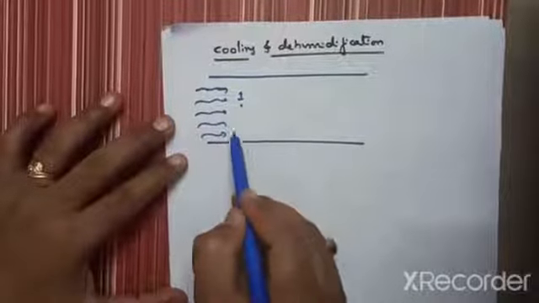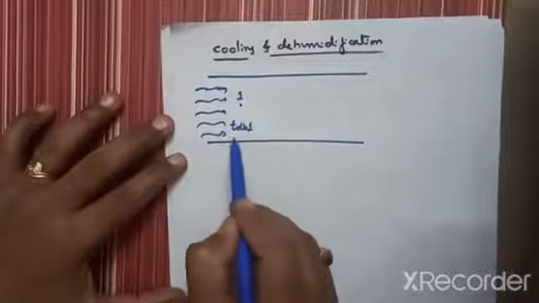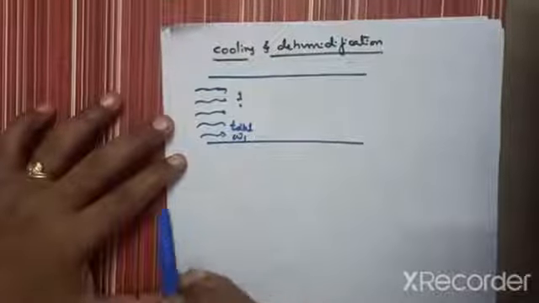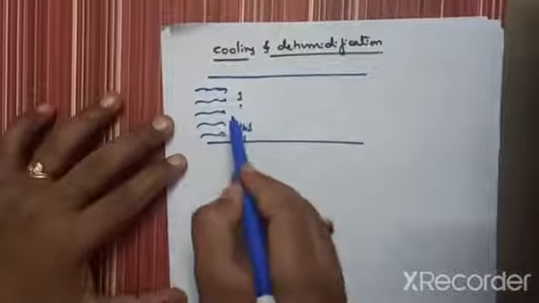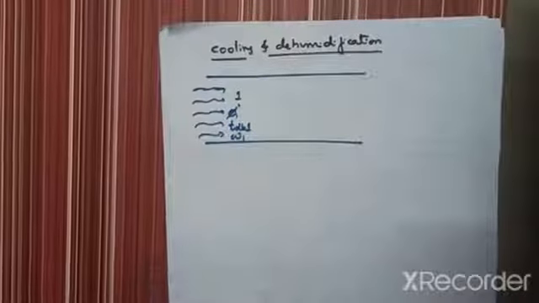Here dry bulb temperature TB1, and the water content is omega 1, and the relative humidity is phi 1. These are the three properties at inlet.